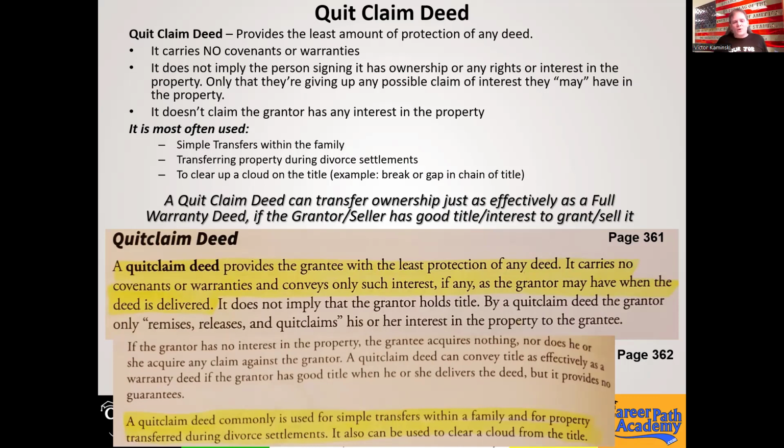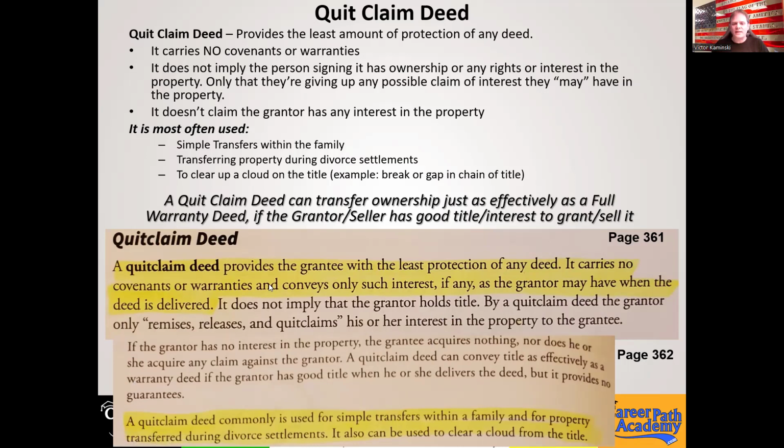Okay, so a quitclaim deed can be used for that purpose, or it can just as effectively transfer the ownership if that person has all the rights of ownership. You can just as effectively transfer ownership as with a full warranty deed by signing a quitclaim deed, if the seller has that interest at the time that they sign it.